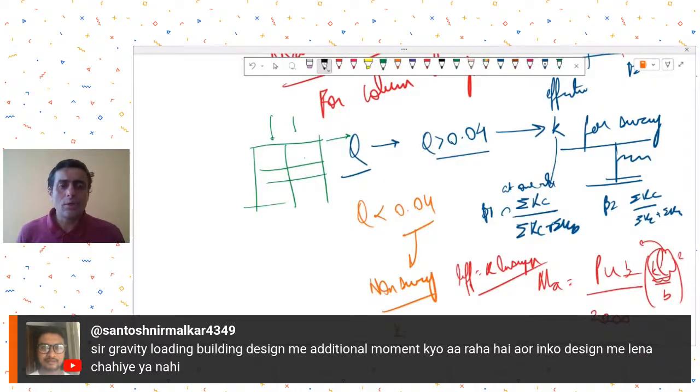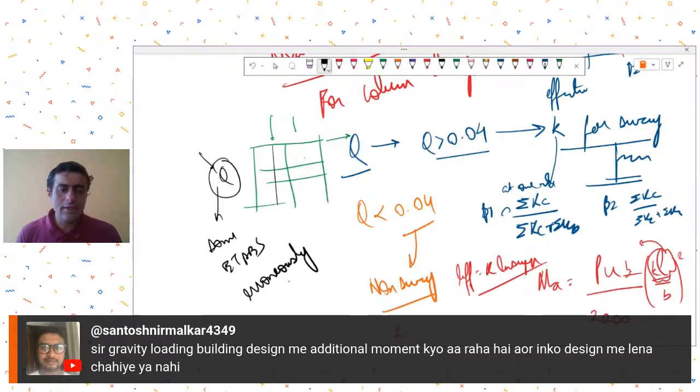For that, you just check the Q value being taken in ETABS. Just check what Q value is being calculated by the software. It has been seen that sometimes ETABS erroneously, that means incorrectly, calculates very high Q values.